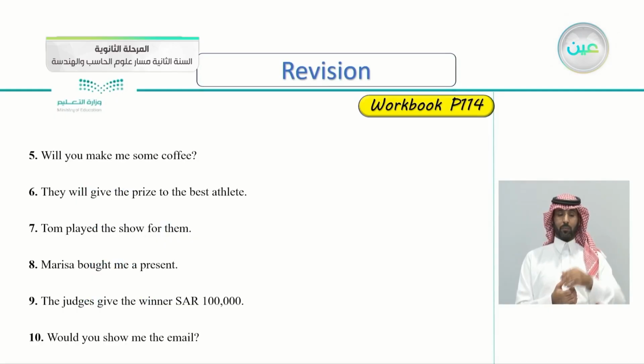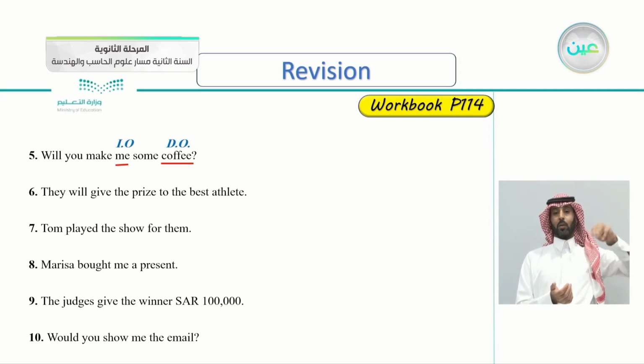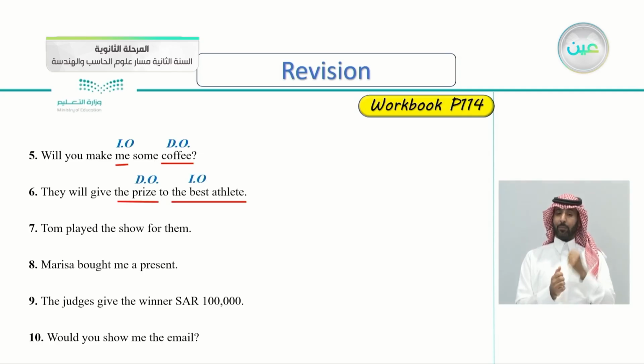Continuing here with number five, will you make me some coffee? Which is direct and which is indirect here? Yes, me is the indirect, coffee is the direct. Number six, they will give the prize to the best athlete. We have two objects here. Okay, so the direct object is the prize and the best athlete is the indirect object. Number seven, Tom played the show for them. Okay, the show is the direct object, the indirect object is them.